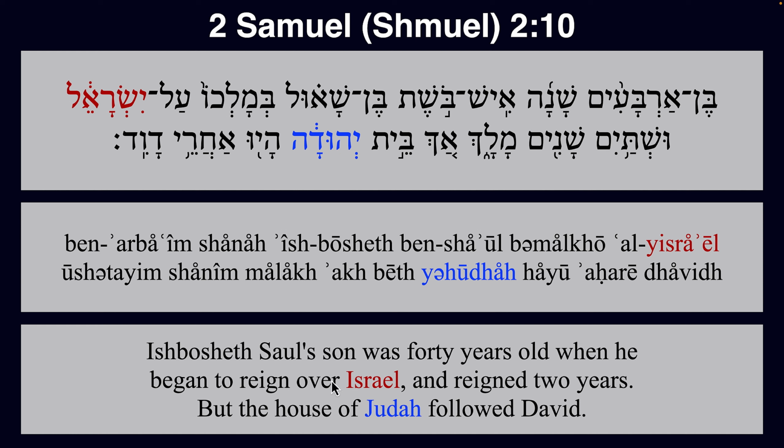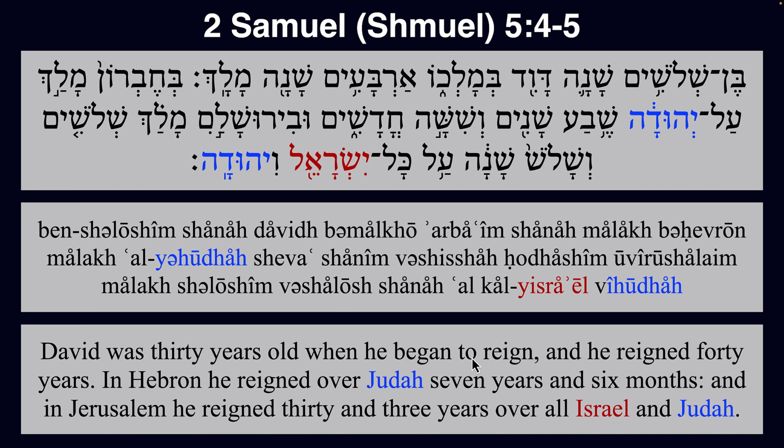And he reigned over Israel for 2 years, but the house of Judah followed David. Here you see the slight gap, the distinction coming between the tribe of Judah and the rest of Israel. Okay. So David comes from the tribe of Judah, and Judah had affinity to David.